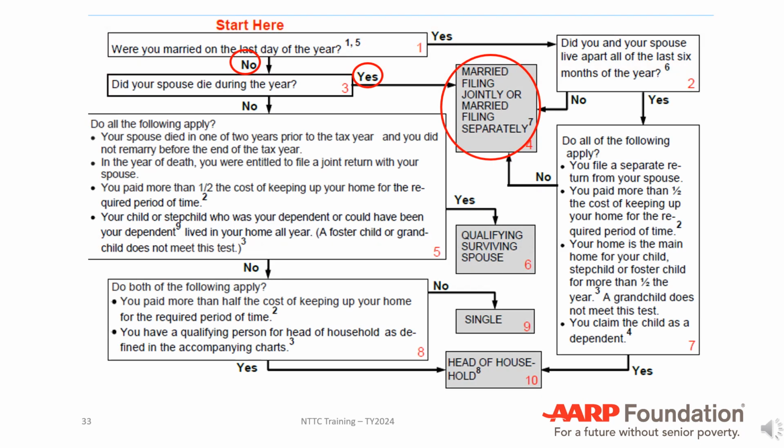Well, this one's pretty easy. So if you start at the top of the chart, were you married on the last day of the year? The answer is no, because the spouse had passed away. And then we go to block number 3. Did your spouse die during the year? The answer to that is yes. So without going any further, without having to even think about the grandson, immediately we discover that Jane qualifies as married filing jointly or married filing separately, but most likely she's going to file jointly for the current tax year.